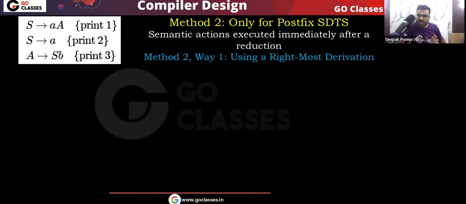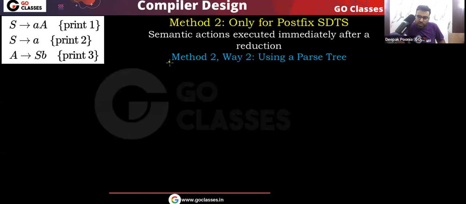But remember, in the GATE exam, we are going to apply this method two, way 2, means using the parse tree. When a postfix SDT is given to you, how do we evaluate it? Very simple. We will make the parse tree without semantic actions. Then we will traverse left to right, depth first. And then you can see that when you perform a reduction, immediately after the reduction, you execute the corresponding semantic actions.